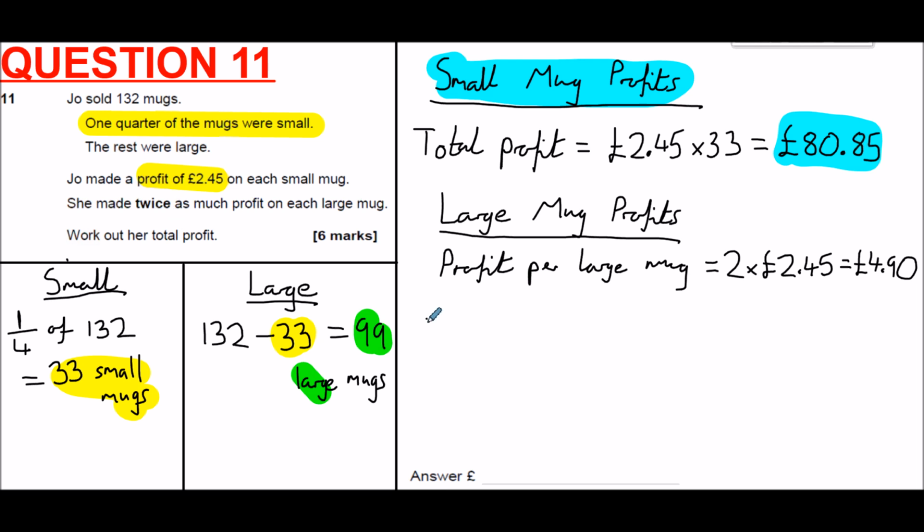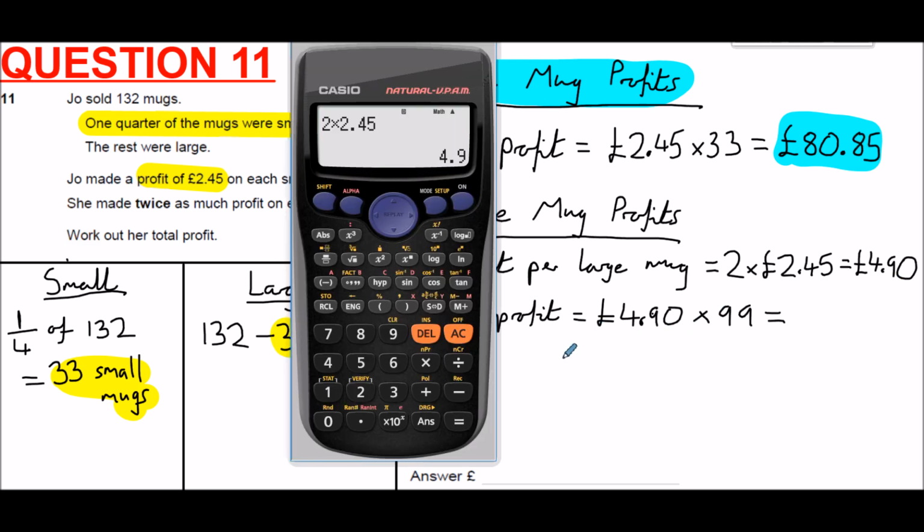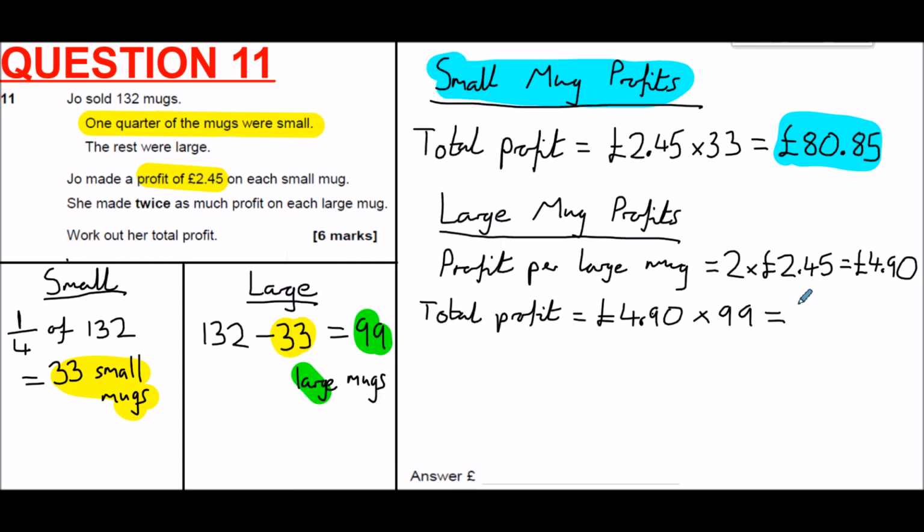So the total profit for the large mugs at least is the profit per mug, which we've just worked out above is £4.90, multiplied by the number of large mugs she sells, which is 99. So £4.90 multiplied by 99 is £485.10.